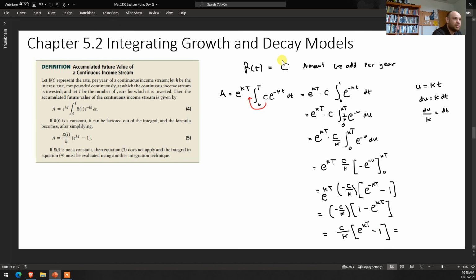Now lastly, we can recall that r of t was our function that we called c, a constant. So we end up with r of t divided by k times e to the kt minus 1, which is exactly what we see here. Now this is the case when we have r of t is a constant function, and the case where r of t is not a constant function, then we'll have to use our integration by parts and evaluate with the first formula. So let's do an example where we apply this.